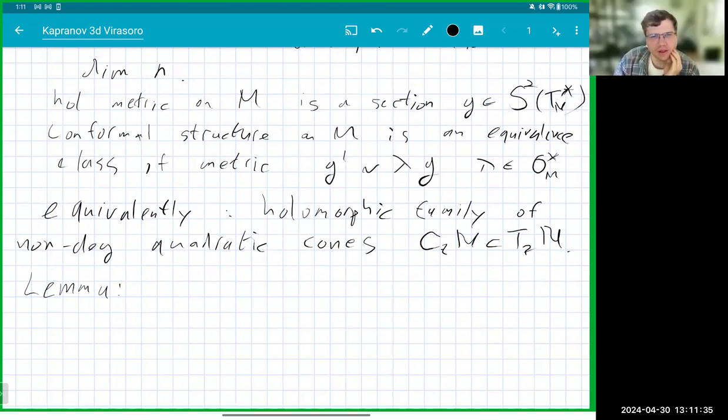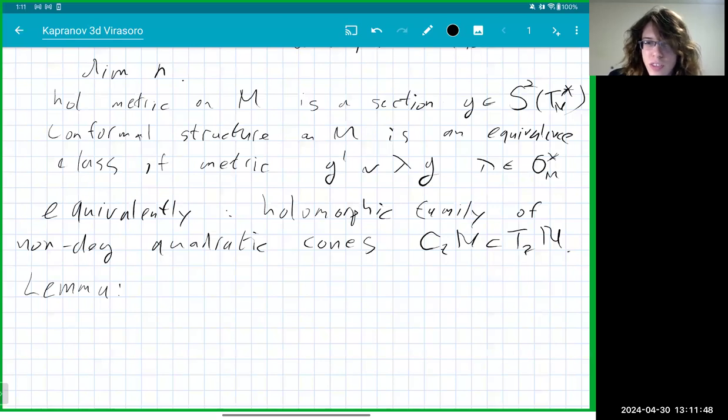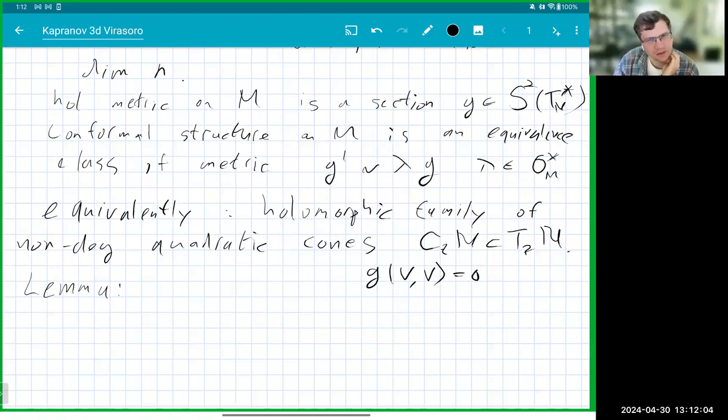Can you remind us why null geodesics form cones? It's a tangent direction to null geodesics. Yeah, they form a cone in the tangent space. Why is it not a linear space? Why is it a cone? If you multiply v by lambda, this equation still holds, right? So that's by definition a cone. Oh, right. Okay. Good. For every point z. Right. Thank you.